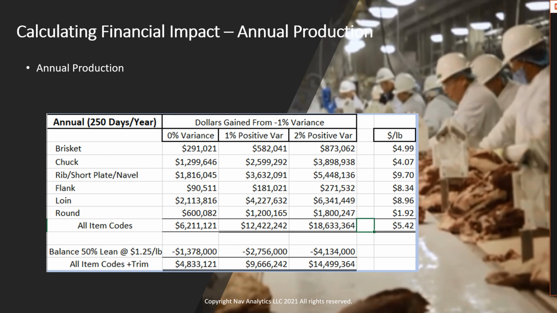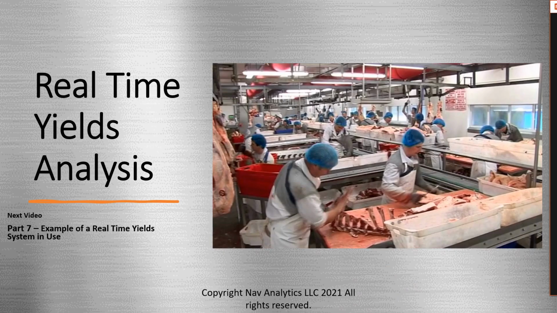When we annualize that, we're going to see that going from the negative 1 variance to 0 variance, we've gained $4.8 million. If we go from the negative 1 to the positive 1 variance, we've gained $9.7 million. And if we go from the negative 1 to the positive 2 variance, we've gained $14.5 million. So that's obviously a significant change in values.